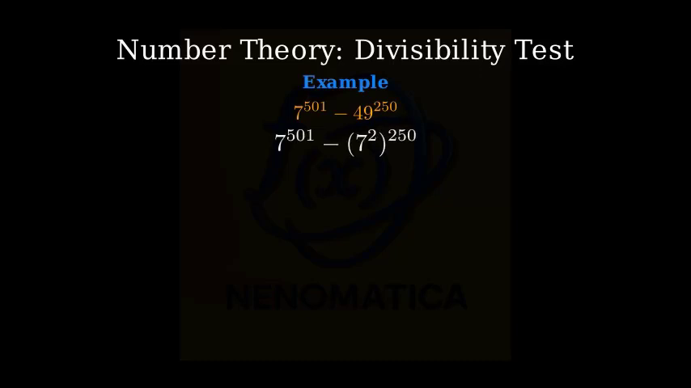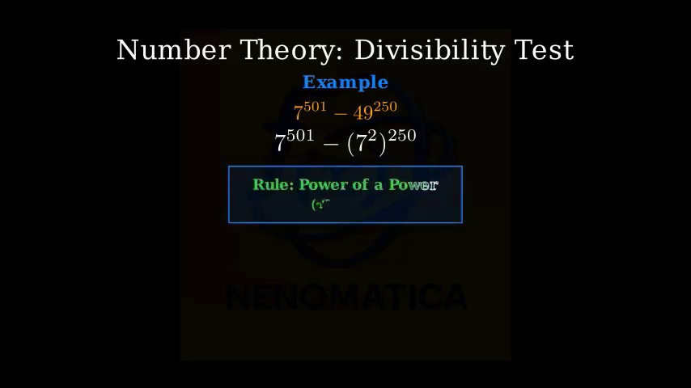Let's start by rewriting 49 as 7 squared. This will allow us to work with the same base. Now we can apply the power rule for exponents. When we raise a power to another power, we multiply the exponents. So 7 squared raised to the power of 250 equals 7 to the power of 2 times 250. Let's calculate 2 times 250, which equals 500.